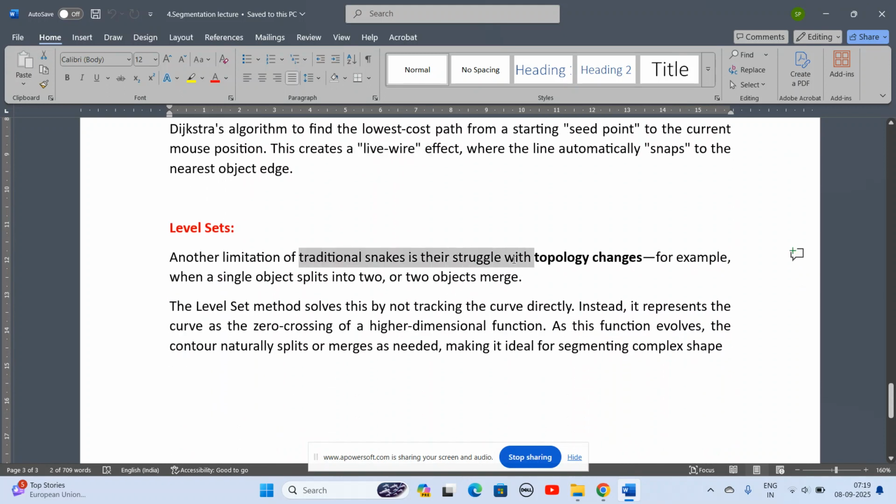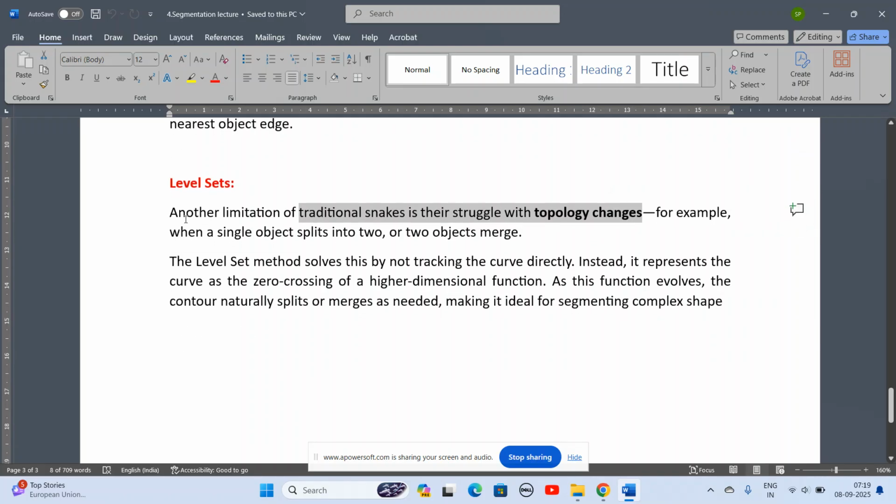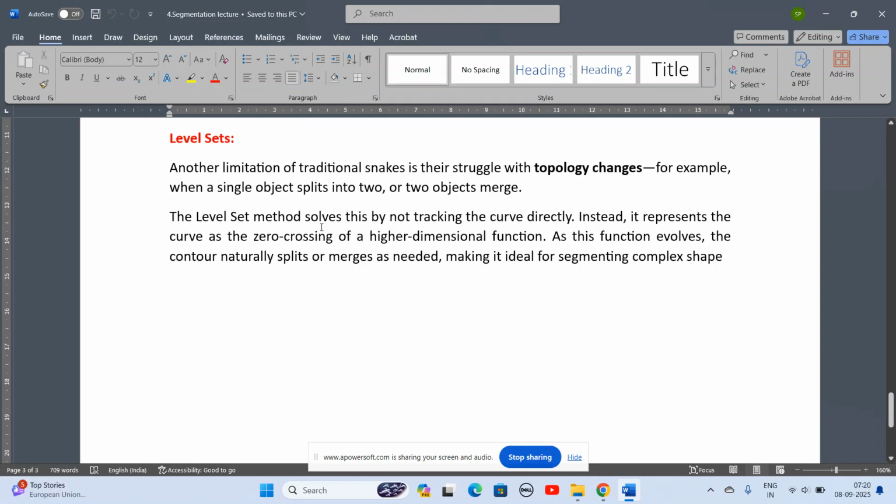The limitation of traditional snakes is that they struggle with topology change. For example, when a single object splits into two, or two objects merge, a topology change occurs because the original shape has changed. So the level set method solves this by not tracking the curve directly. Instead, it represents the curve as the zero crossing of a higher dimensional function.